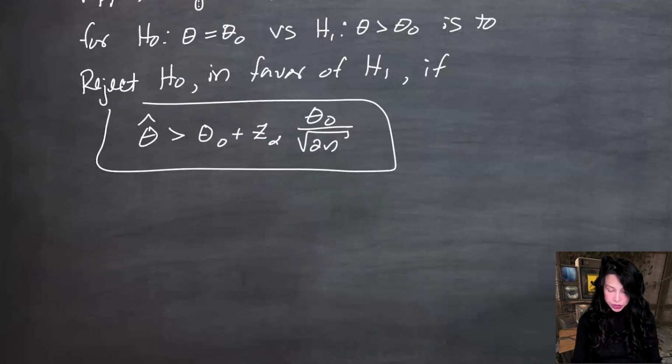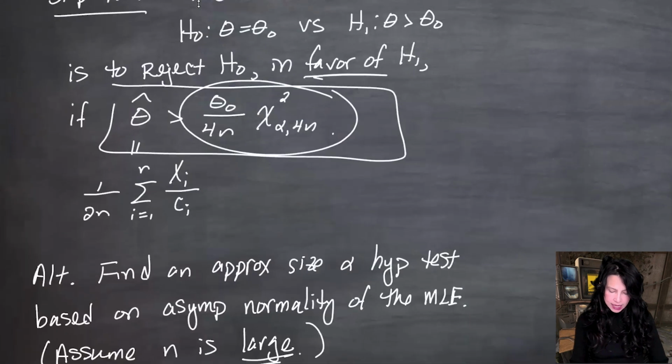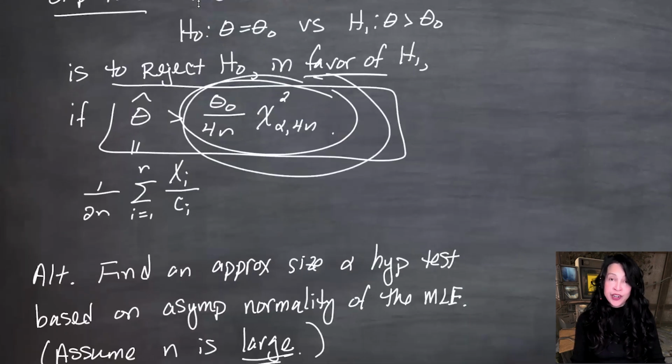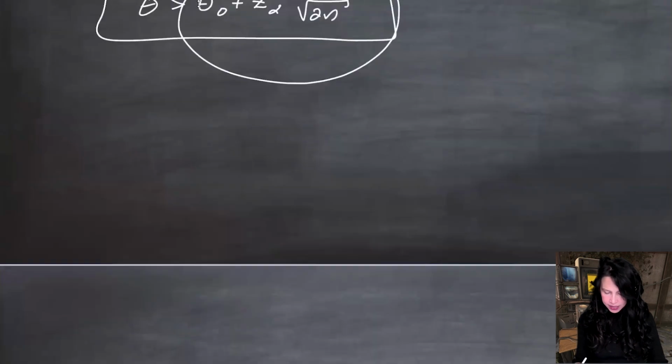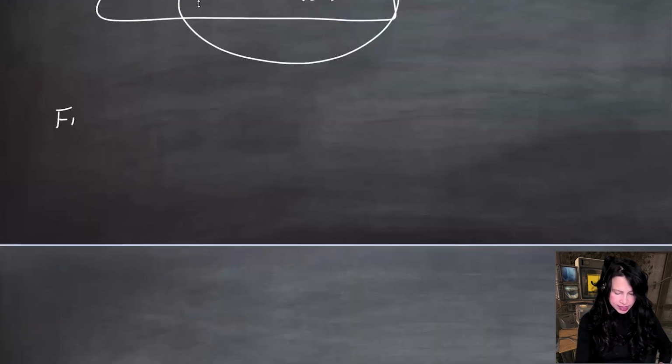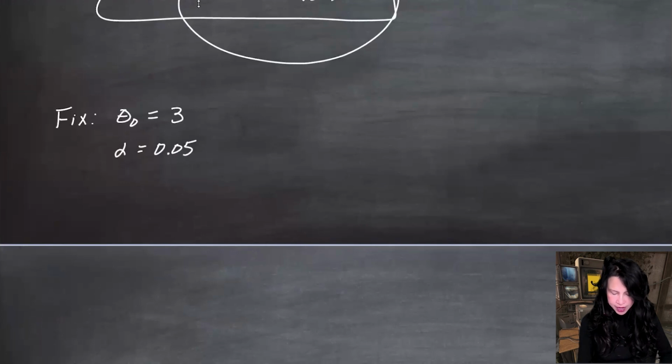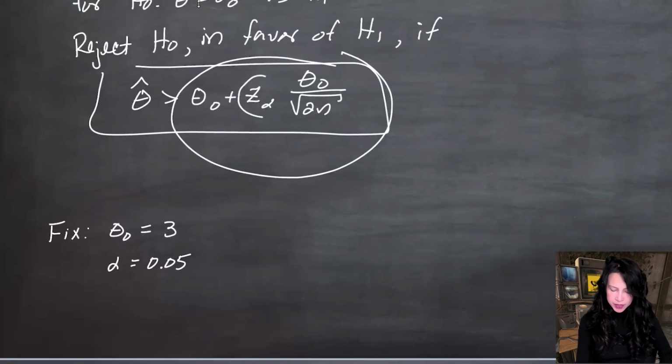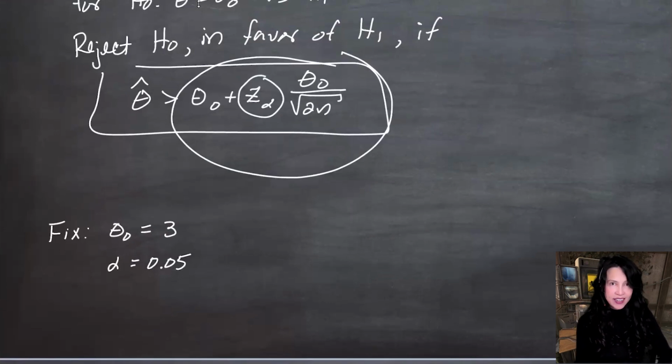So what I'm about to do is to show you what this value is and what this value is for various n. And in order to do that, I'm going to fix an alpha so we can just look at it numerically, and I'm going to fix a theta naught. So let's fix our theta naught, our null hypothesis value, to be 3 and alpha to be 0.05. I can then look up these critical values. The critical value for the chi-square does depend on n, and I'm going to look it up for every n.